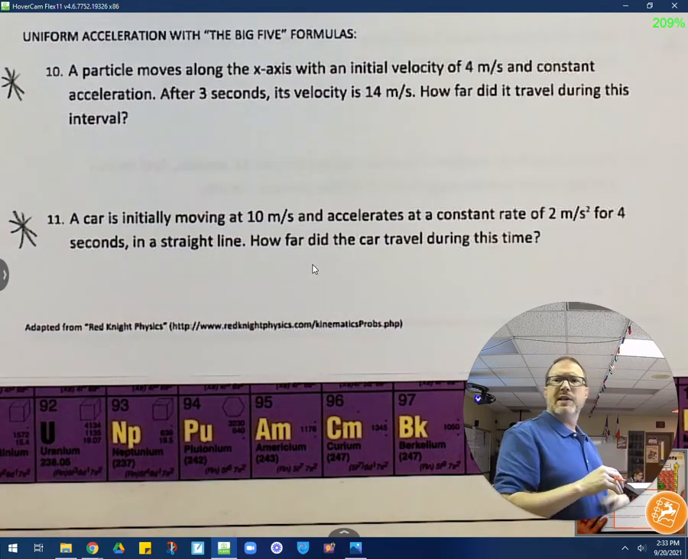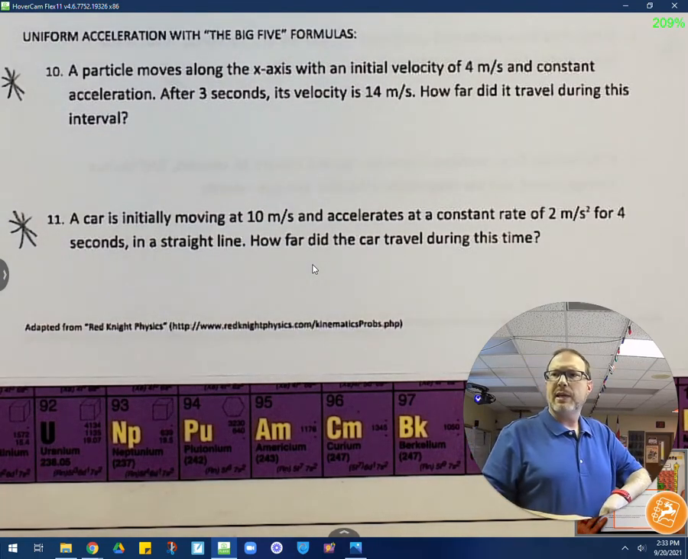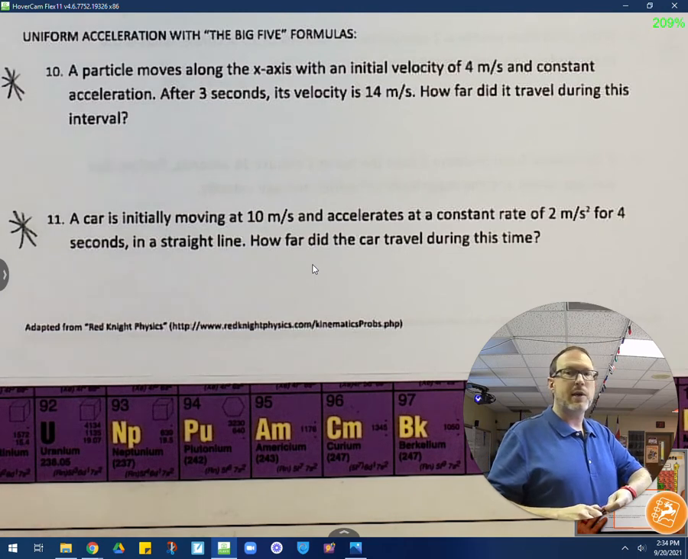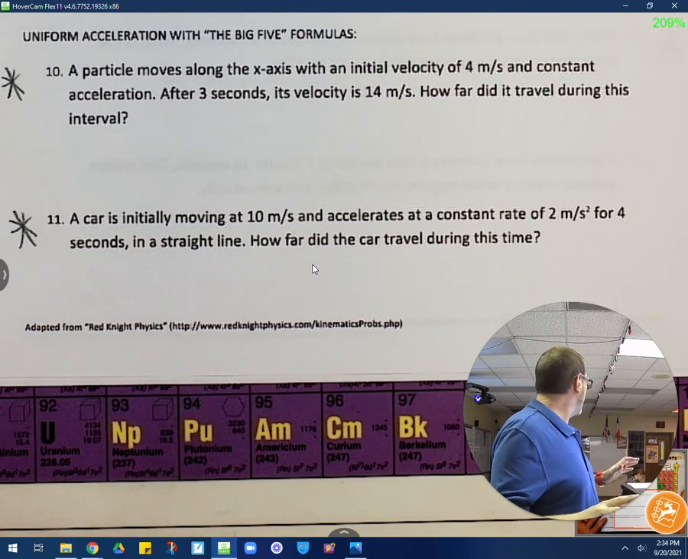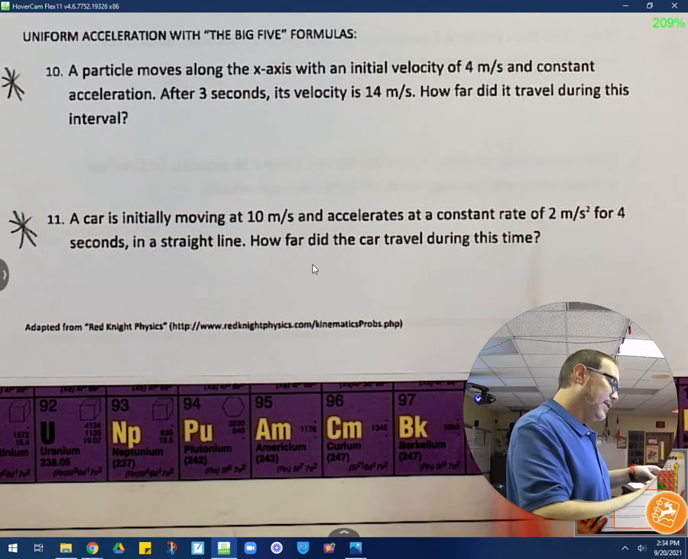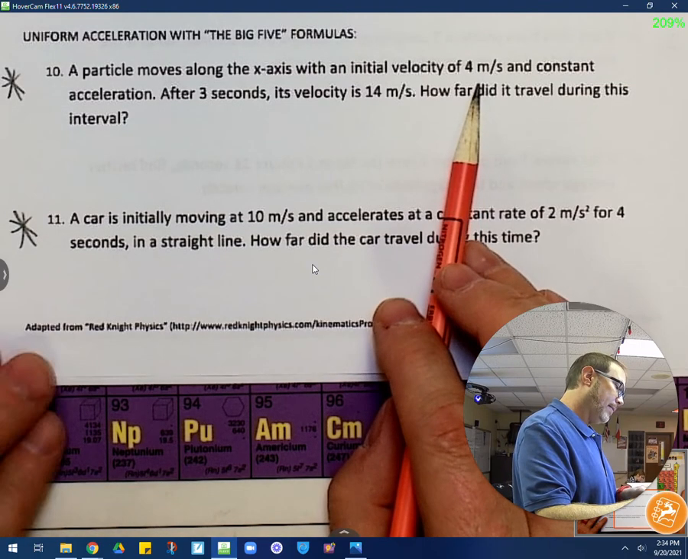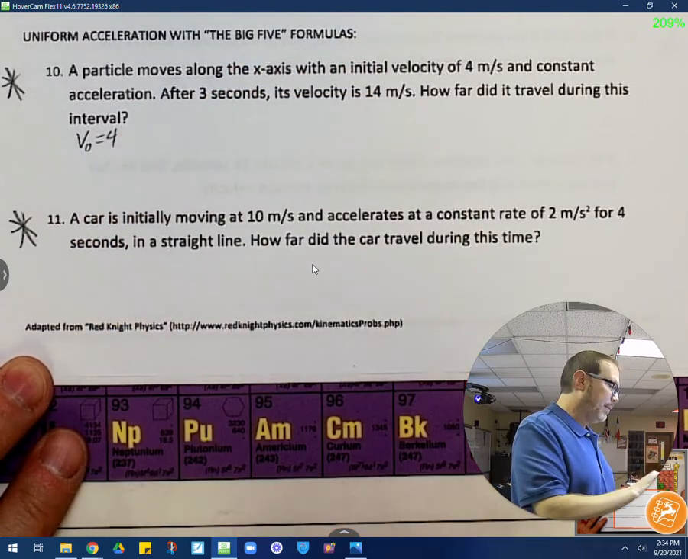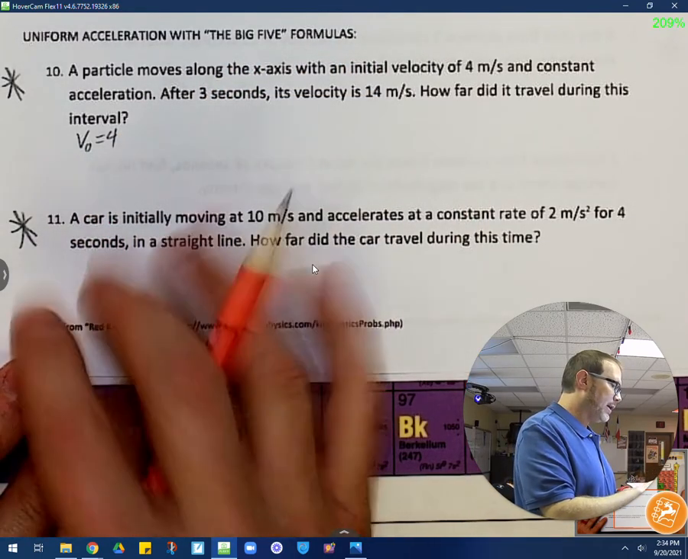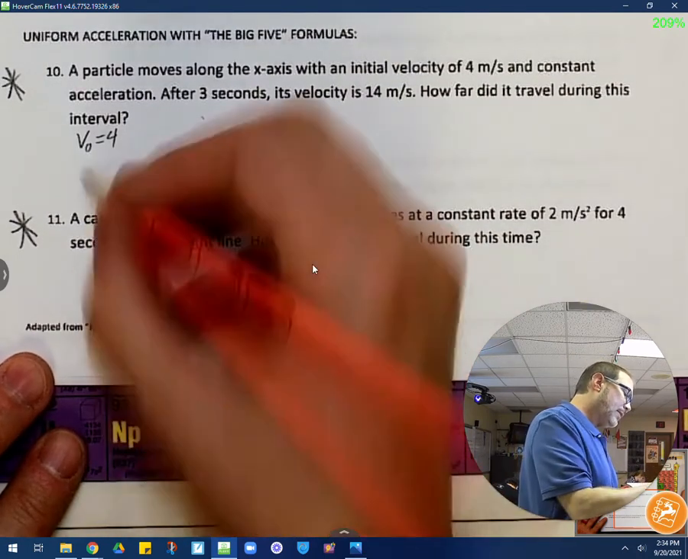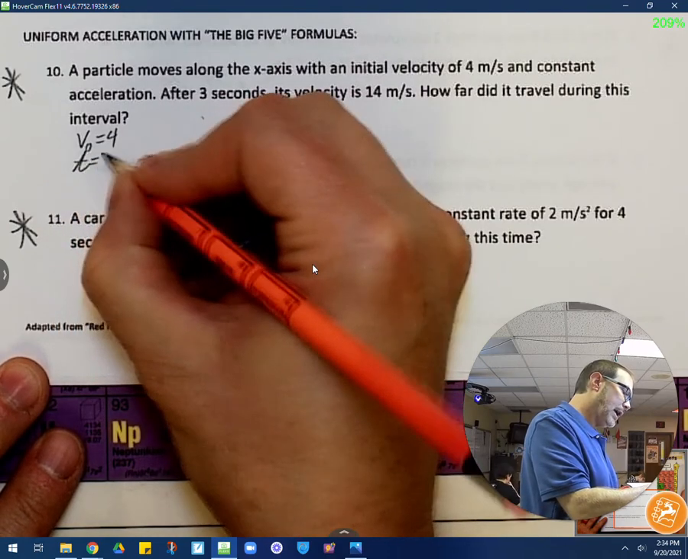Okay, a particle moves along the x-axis with an initial velocity of 4 meters per second and constant acceleration. After 3 seconds, its velocity is 14 meters per second, so how far did it travel during this interval? Before we even worry about formulas, let's figure out what variables they give us here. So what is 4 meters per second? That's VO, so VO equals 4. I'm going to dispense with the units just for right now. What's 3 seconds? Okay, so T equals 3.